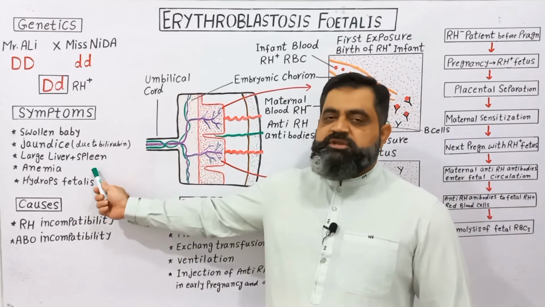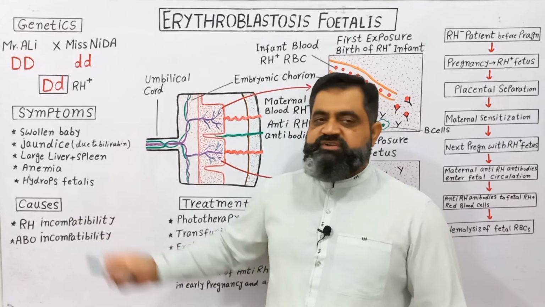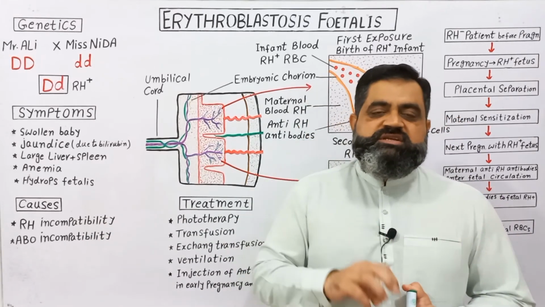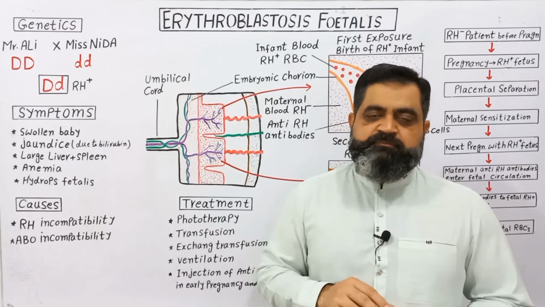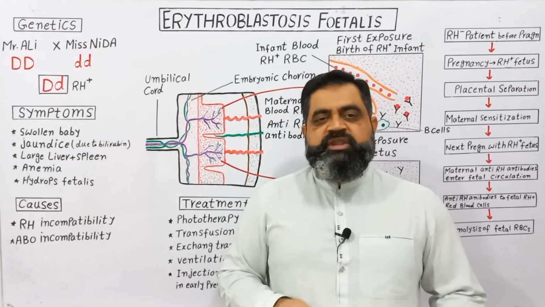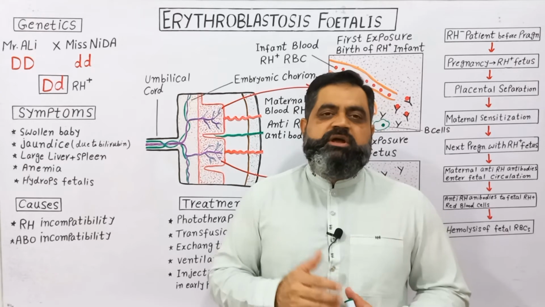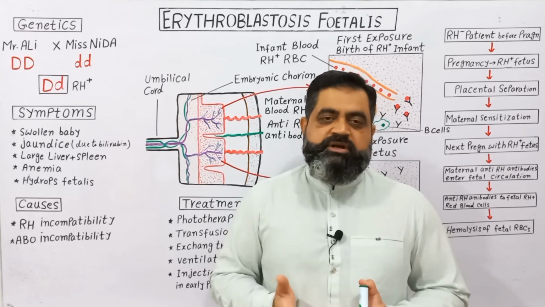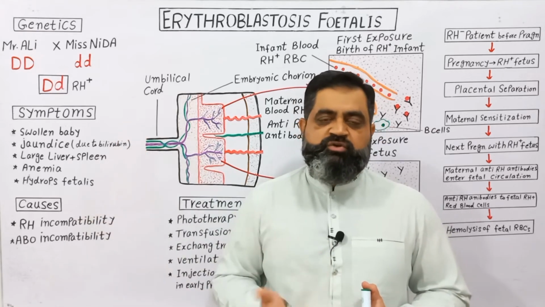The next symptom is anemia. Anemia means shortage of blood, and also hydrops fetalis. In this case, fluid accumulates in the serous membranes and in the spaces in the body, which causes congestive heart failure. Due to these symptoms, most of the time the baby dies, and as a result abortion or stillbirth takes place. But sometimes it happens that the baby is born alive, but it has all these symptoms. Then we have to treat it. How, we are going to discuss later.